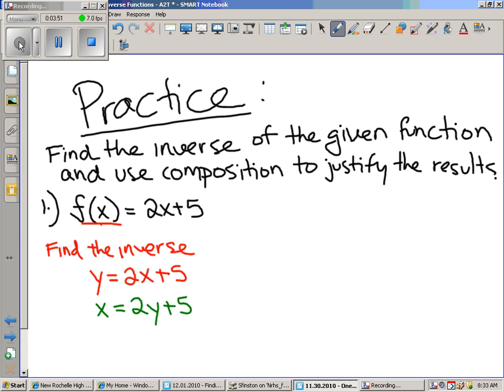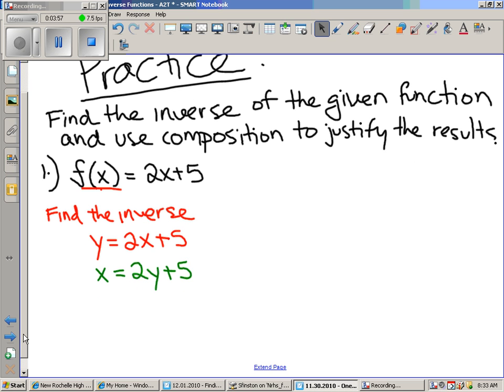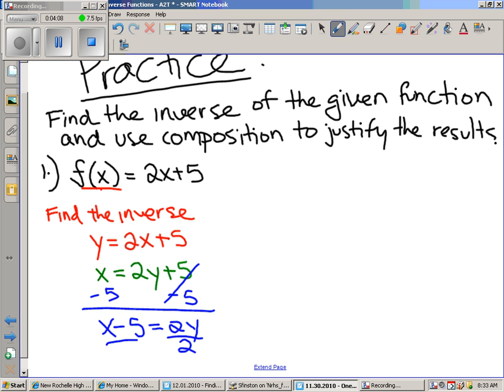What's the third step? Kelly. Isolate y. Very nice. So we're going to subtract 5 from both sides, so we get x minus 5 equals 2y. We're going to divide both sides by 2.